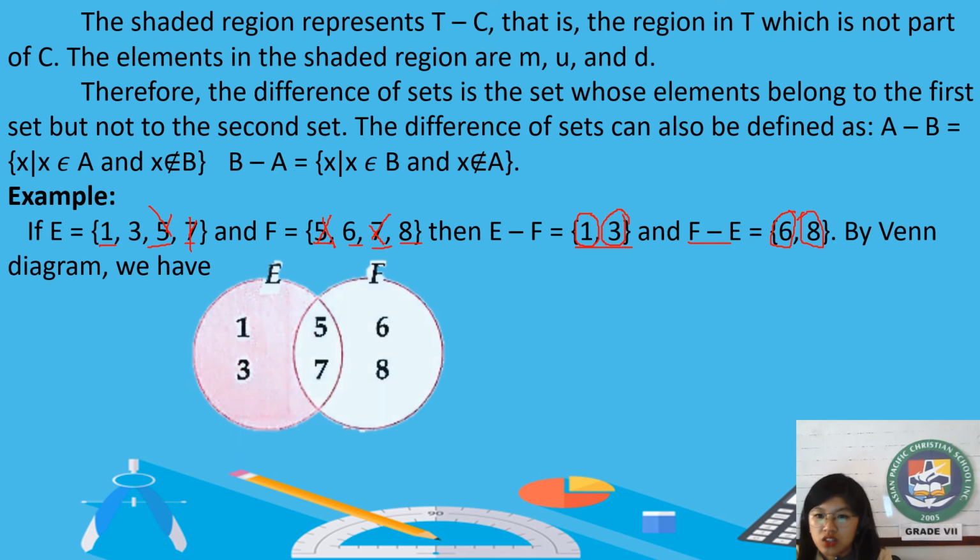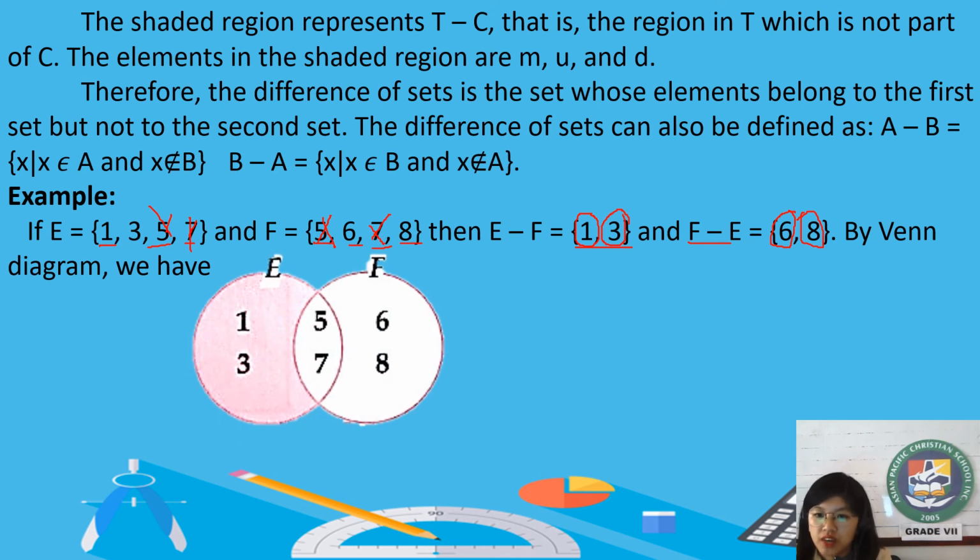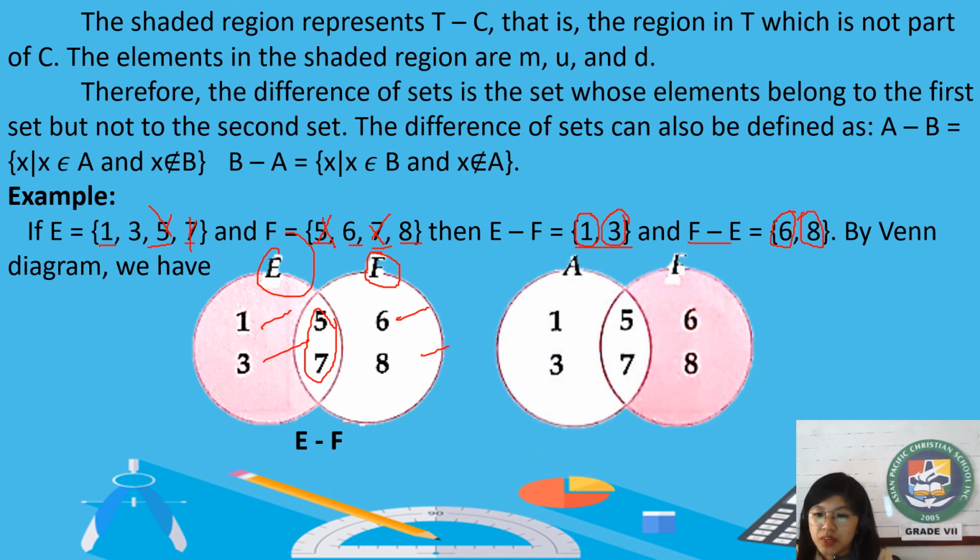Then, here is the Venn diagram. We have here the elements of E only, which are 1 and 3. This is the difference of E and F. And this is the difference of F and E, which are 6 and 8. Then 5 and 7 are the elements that both sets have. The shaded part is E minus F, and this other part is F minus E.